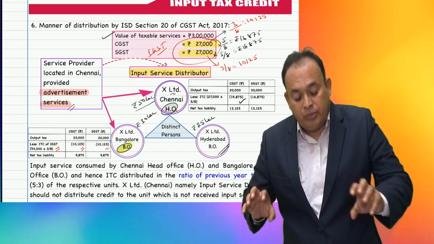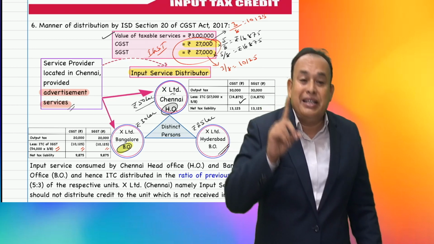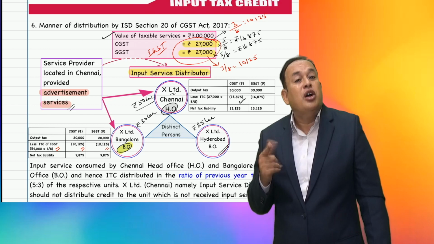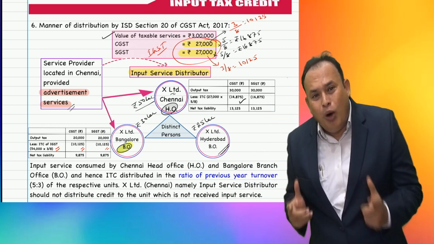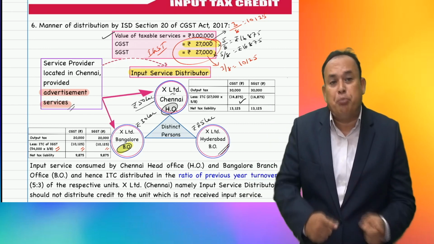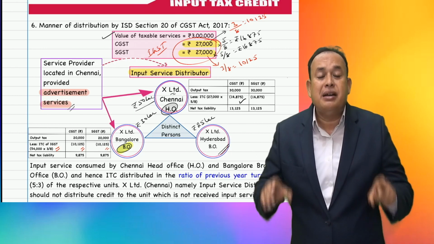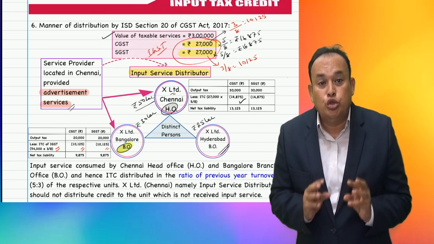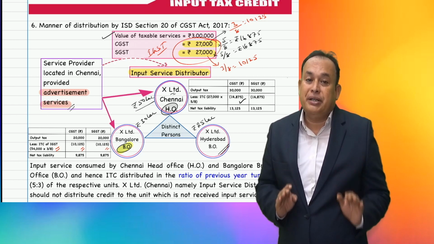Ensure that you, the input service distributor, are a registered person under GST law as an input service distributor. While distributing the credit, you should not distribute more credit than what is available for distribution, and you should not distribute credit belonging to the previous period. In the current period, only current period credit should be distributed, and you should not distribute the credit to those units which have not received the input services. These are the parameters.